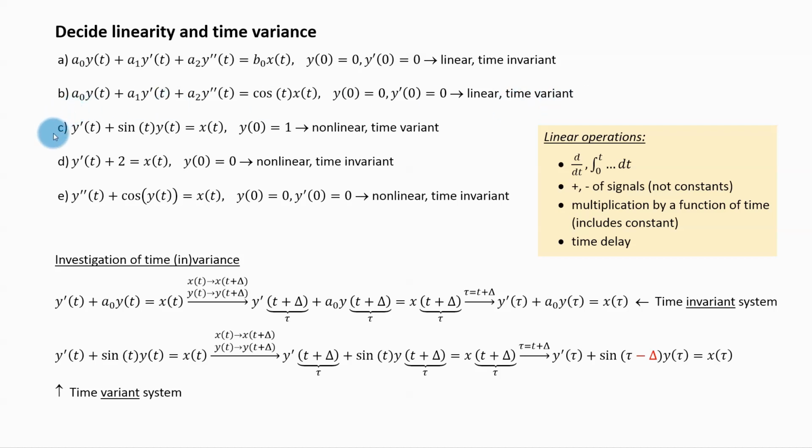What about a system described by this differential equation? So here I have a derivative, a linear operation. Here I have addition, another linear operation, multiplication by a function of time, again a linear operation, and that's about it. So based on these operations, the system can be linear, but I have to check the initial condition, which is not 0, so the system is non-linear.